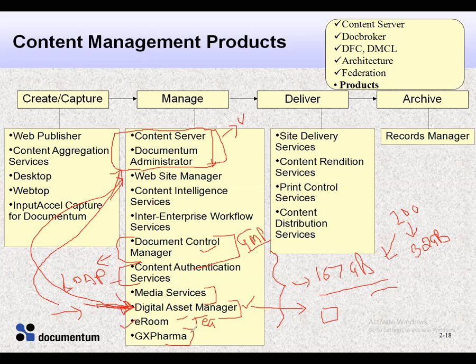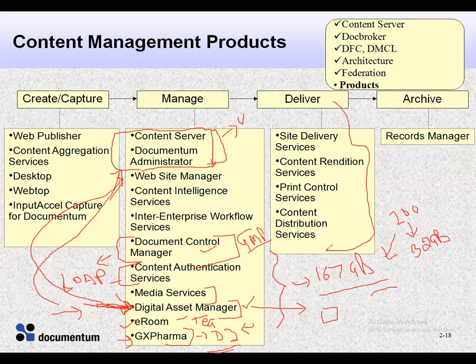GX Pharma, I told you, is a D2 product. We will discuss in the D2 section all the pharmaceutical sections, all categories, documents, and all that. You are already aware of this business functionality, but the D2 part we'll discuss in detail.